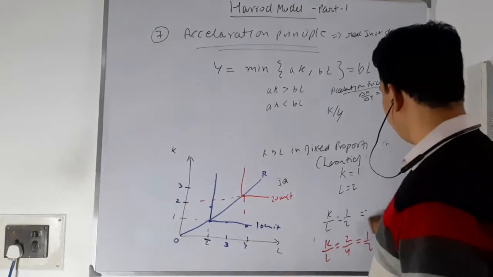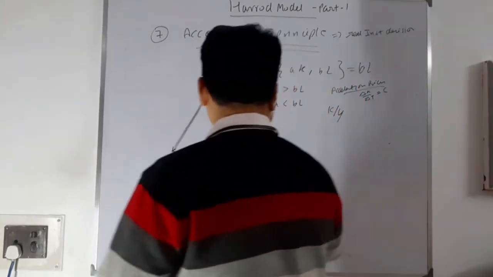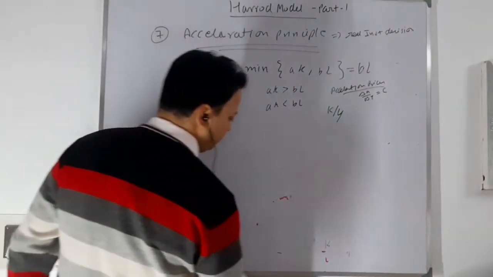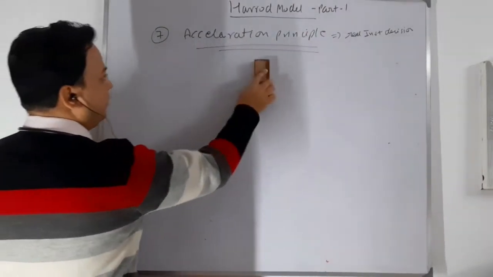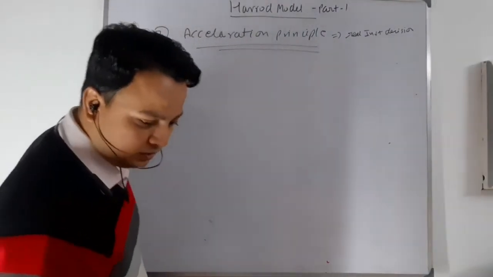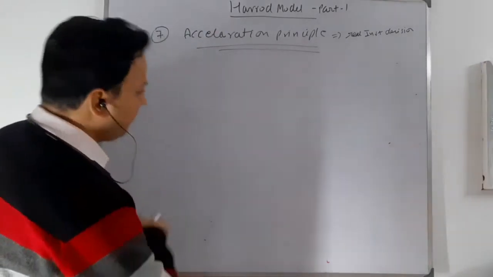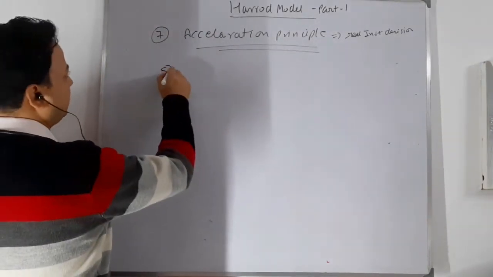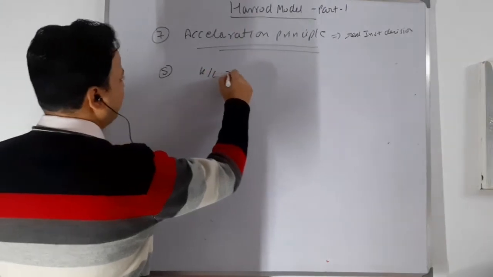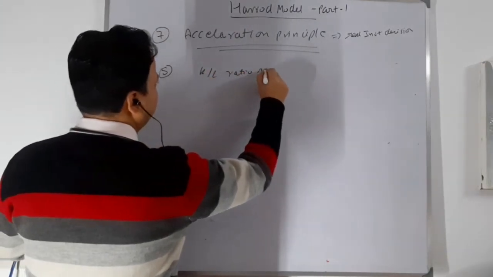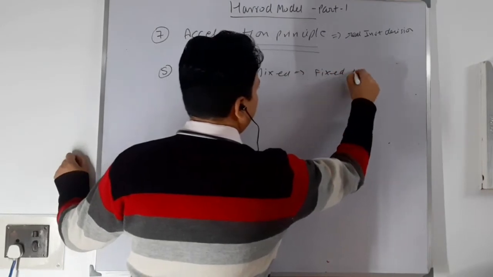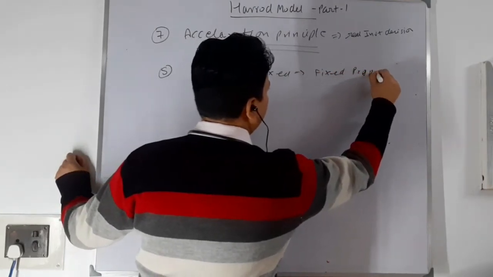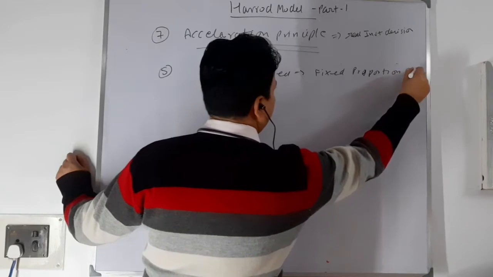Now write down the 9th assumption. There is perfect competition in both product market and factor market. Assumption 8 you have noted: capital labor ratio fixed. Then you have a fixed proportion production function.